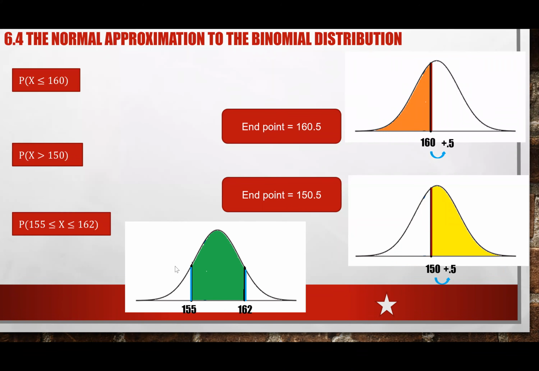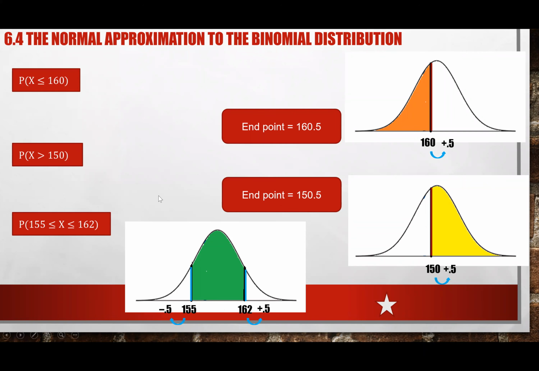If we include the endpoint, do you agree that in order to include the endpoint, I need to extend this shaded area bigger? I need to make this area a little bit bigger. And to make it bigger, at 155, I need to move to the left. And at 162, I need to move it to the right. And again, if I move to the left, I subtract 0.5. If I move it to the right, I add 0.5. So in this case, my smaller endpoint would be 154.5. My upper endpoint would be 162.5.